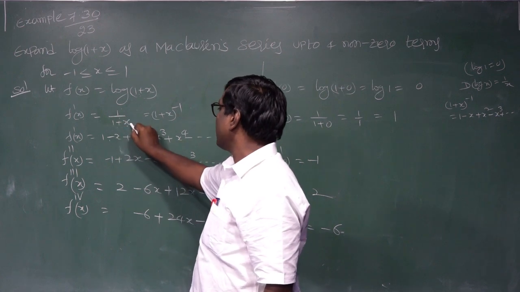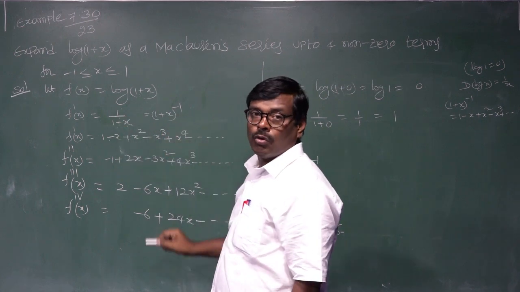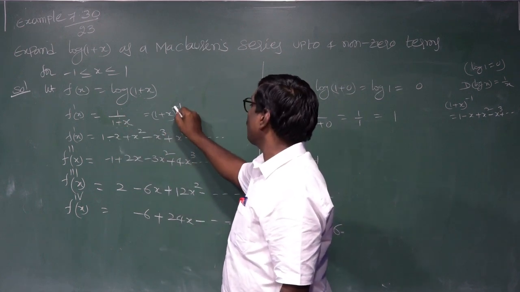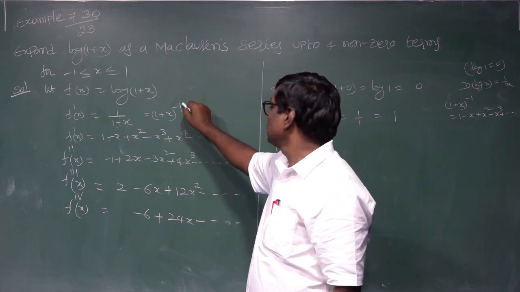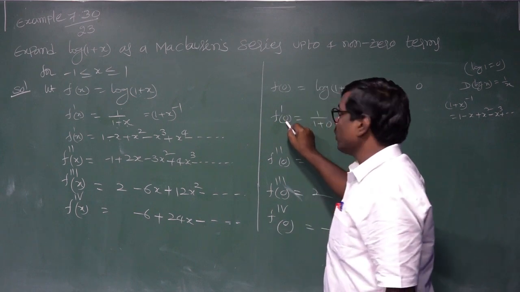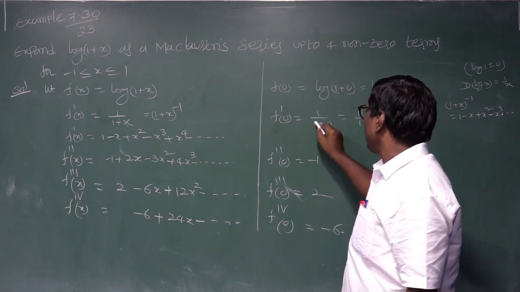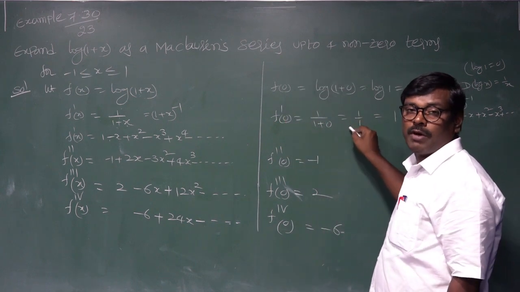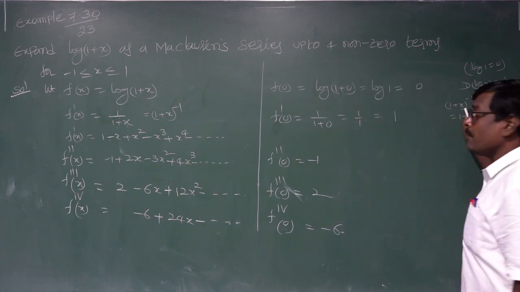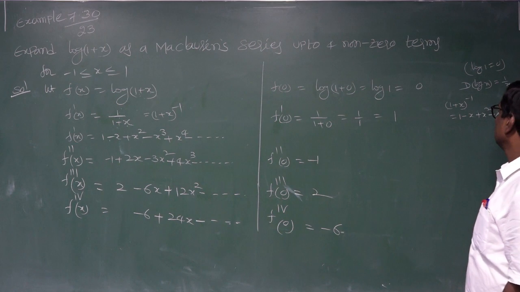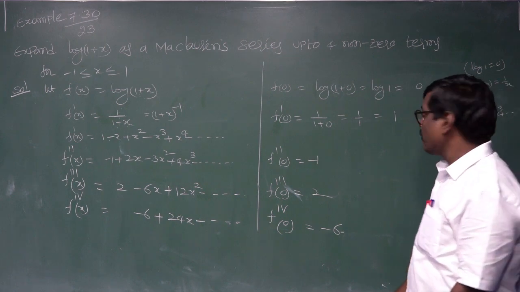Equal 1 by 1 plus x. This is converted to (1 plus x) to the power of minus 1. Binomial coefficients formulas. This is f dash 0: x equals 0, 1 by 1 plus 0 equals 1 by 1, nothing but 1. Next, this is the binomial expansion formula.